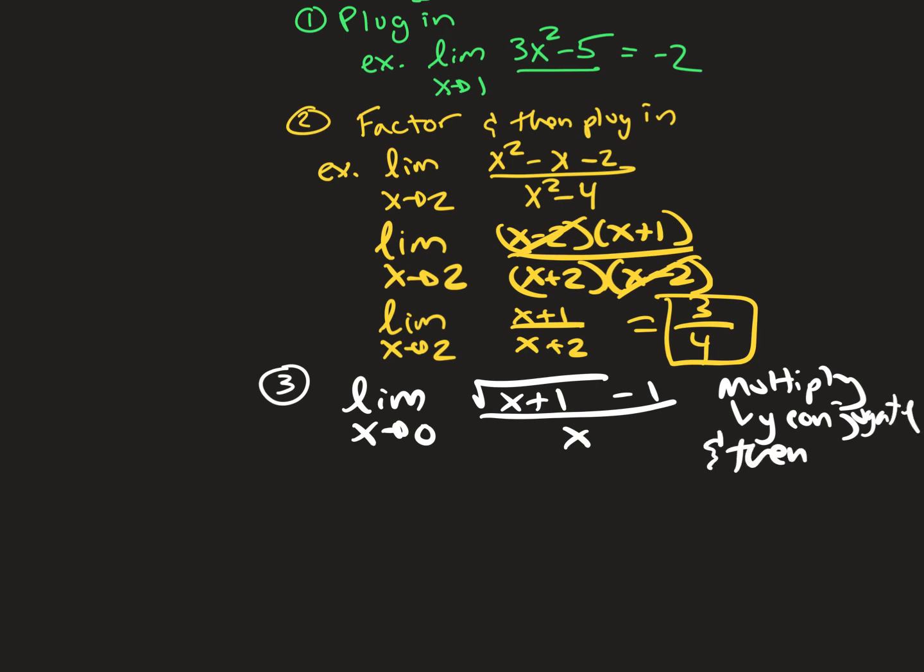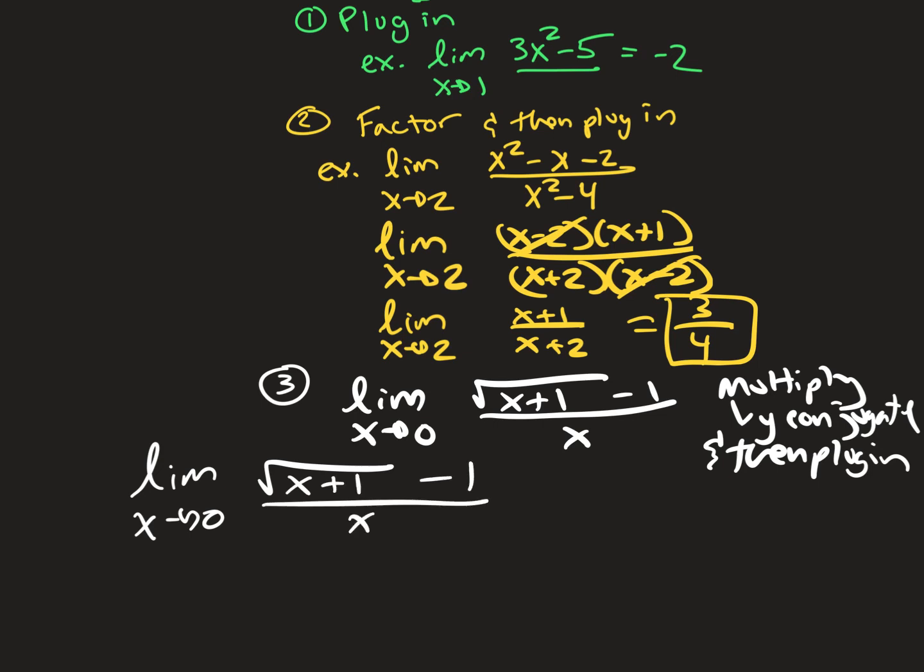And then plug in. So let's look at the example I have here. If I plug in 0 right now, there's a problem. I can't divide by 0. So let's instead see if we can shake things up and then plug in 0 for x. So the conjugate of the numerator would be the square root of x plus 1 plus 1.